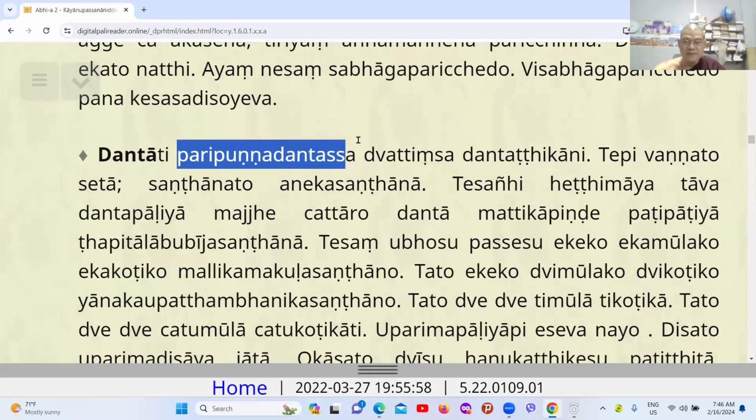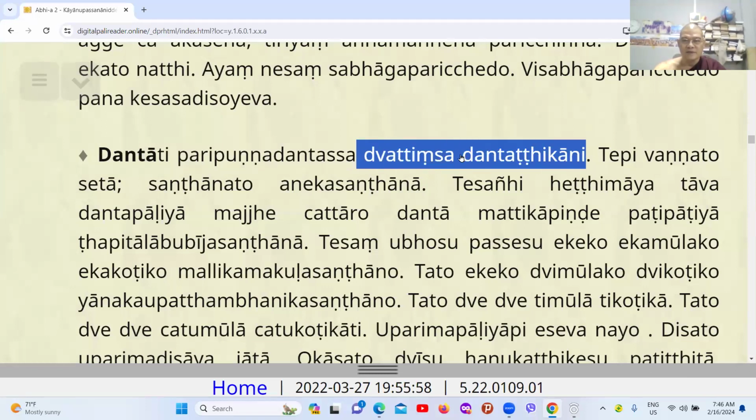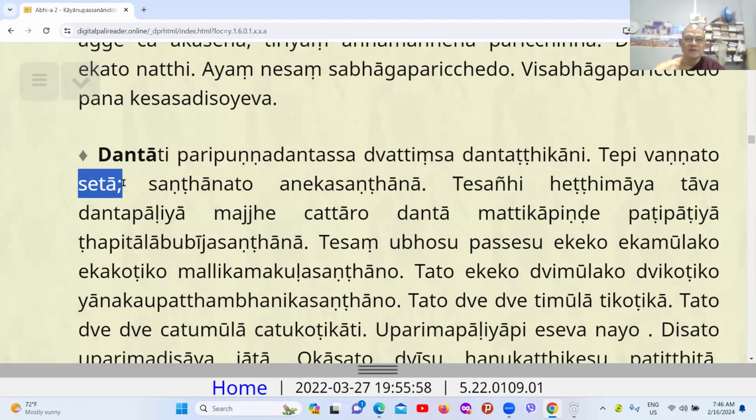Dwatesa Dada Tikani, there are 32 teeth. The one who has a complete set will have 32 teeth. I don't know whether you have 32 or 34 or 30, I'm not sure. The color of the teeth is white. This is also not exactly right. The original color may be white, but we have different colors of teeth, not only white, though mostly the color of the teeth is white, but not all the teeth.